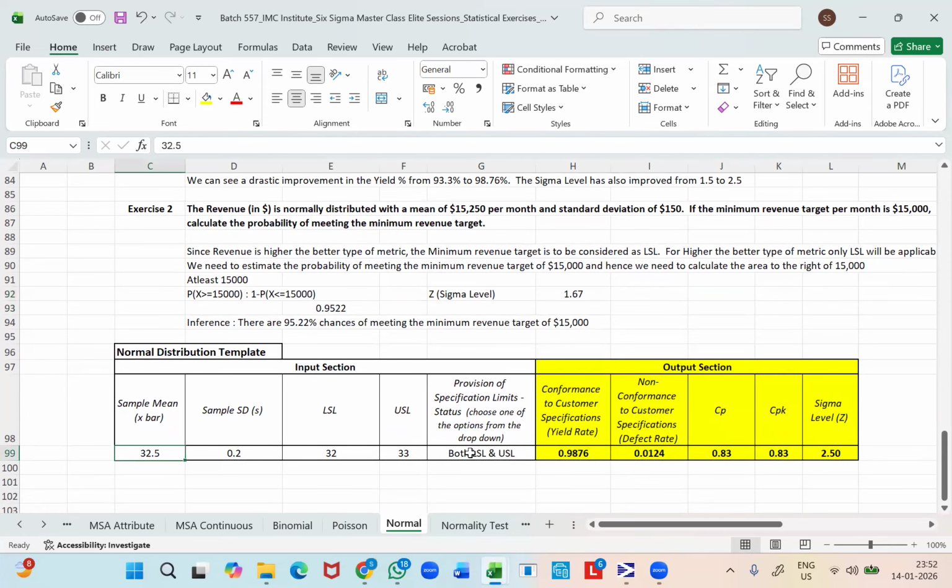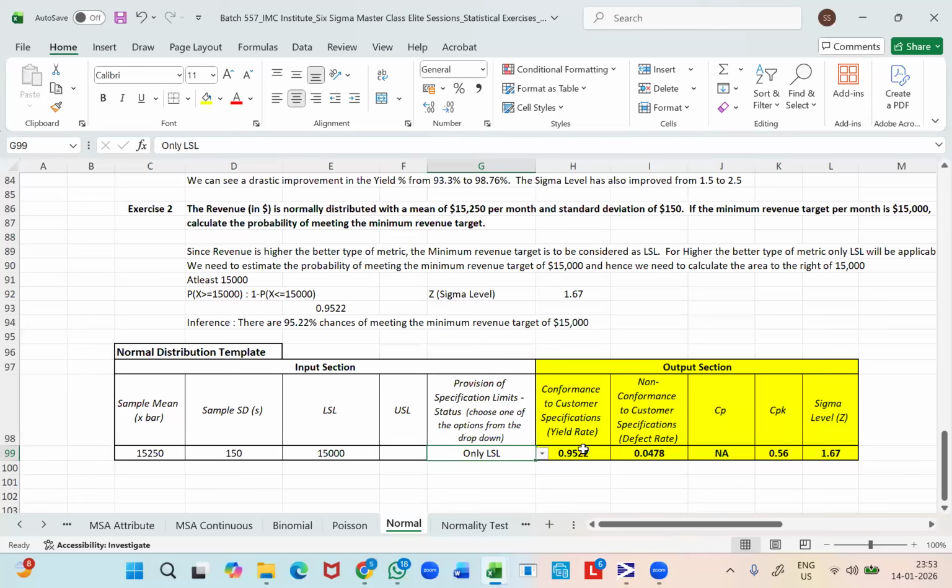Just provide all the input values here. So what is the sample mean? 15,250. What is the sample standard deviation? 150. What is the LSL value? 15,000. What is the USL value? It is not applicable. So when it is not applicable, leave it blank. You don't have to really enter anything here. But please do not forget to choose only LSL. Since only LSL is applicable, from the drop down, we need to choose only LSL.